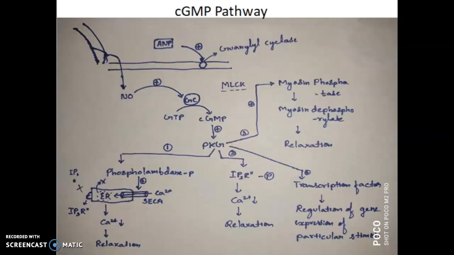So this is a cyclic GMP pathway. Consider this as the cell membrane, and now we are talking about the cell of a skeletal muscle. On the cell membrane, there is a guanylyl cyclase enzyme, and inside the cell, there is a soluble guanylyl cyclase. Atrial natriuretic peptide is used for the activation of guanylyl cyclase present on the cell membrane.